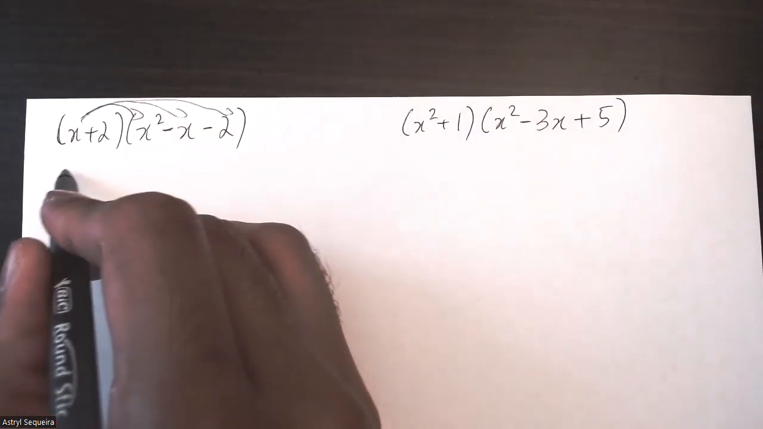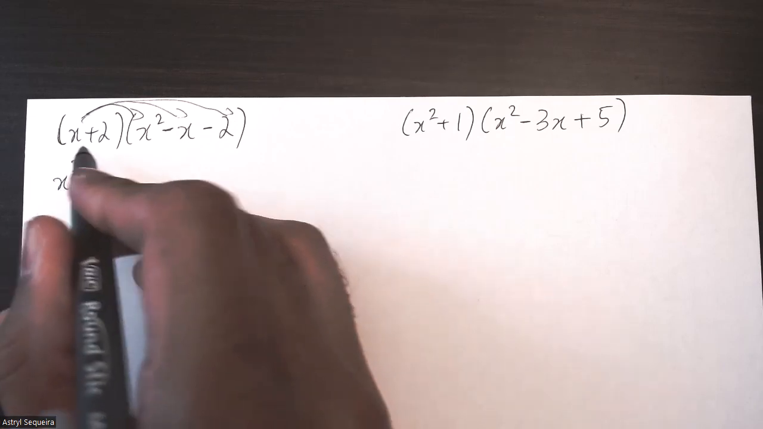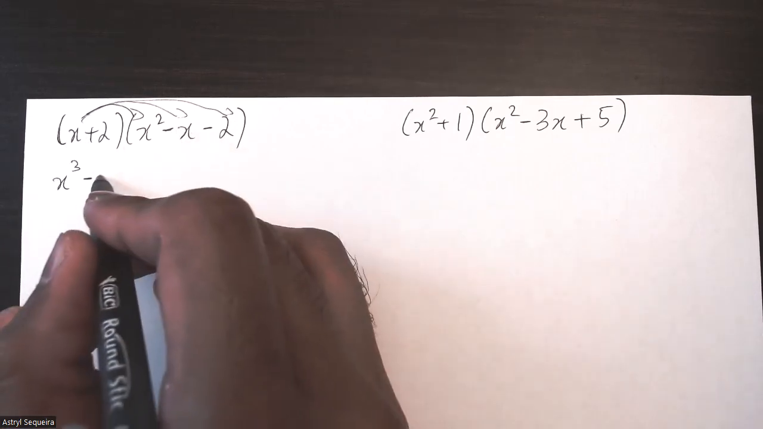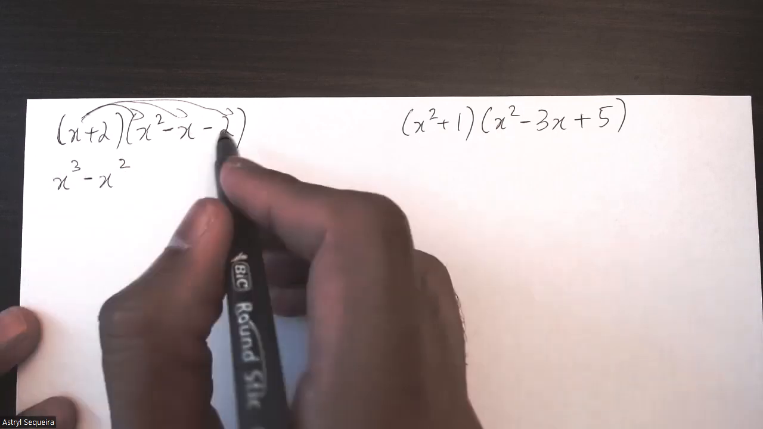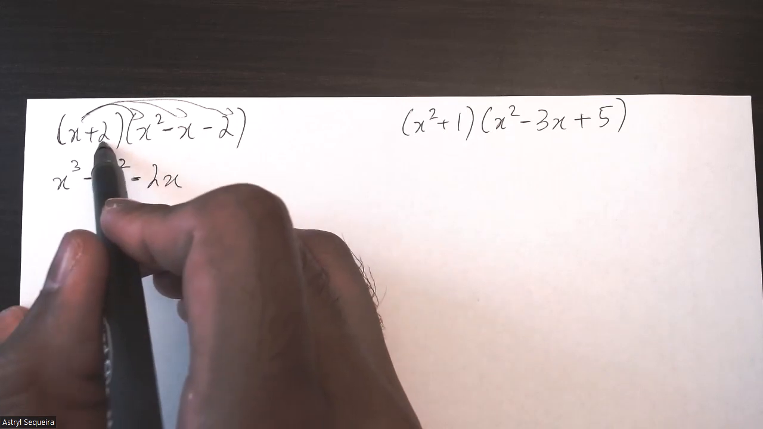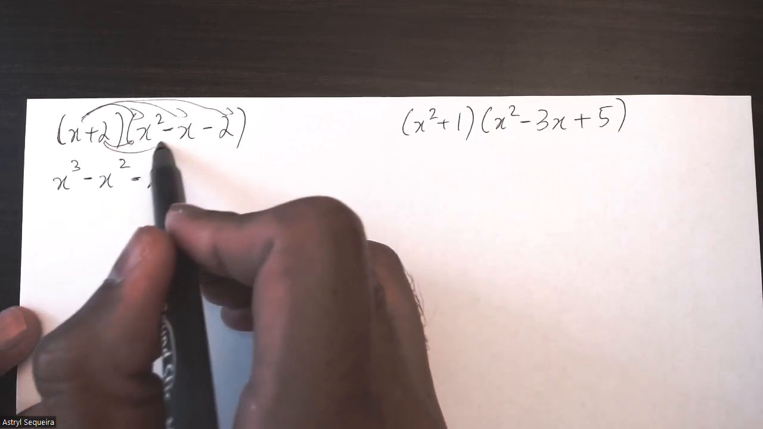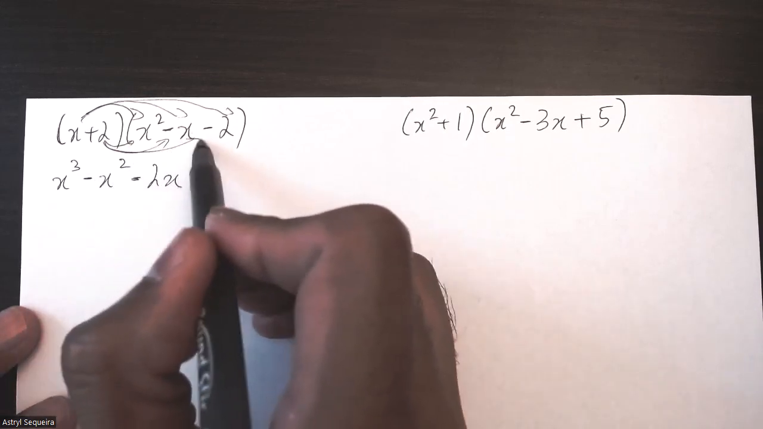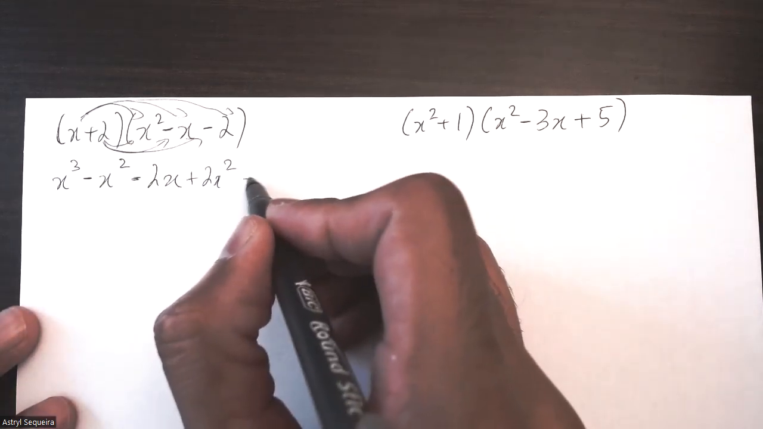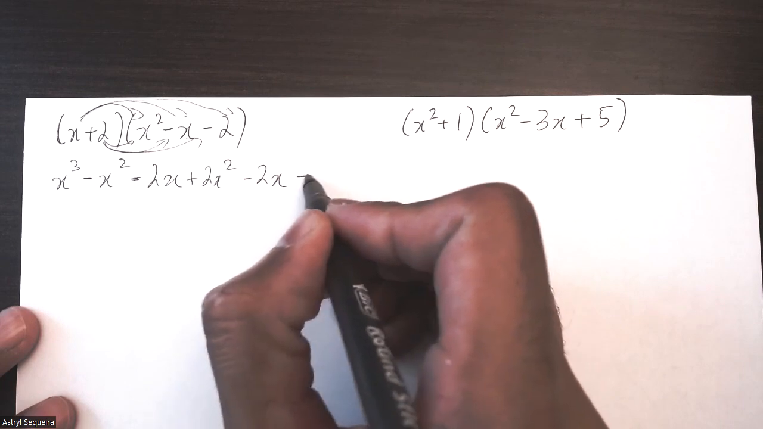So x times x squared is x cubed, minus x times x is x squared, and x times -2 is minus 2x. And then I'm going to multiply this constant by all three terms. So that's plus 2x squared minus 2x minus 4.